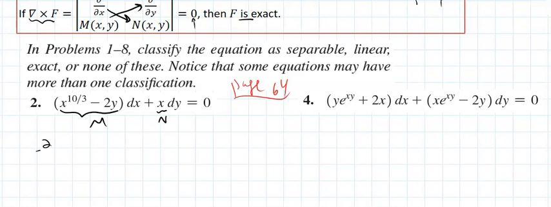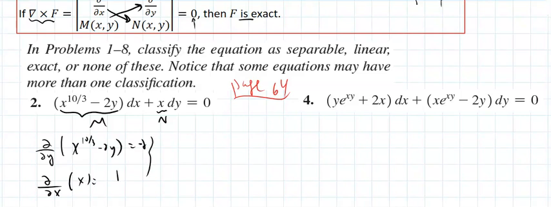So if I take the partial with respect to y of M, I will start taking the derivative right away. That will be a negative 2, I'm sorry. And if you take the partial with respect to x of x, that would be 1. Since those are not equal, you know automatically this is not exact. So classify the equation as separable, linear, exact, or neither. This is not exact. Separable, I can't separate the y, so it's not separable.